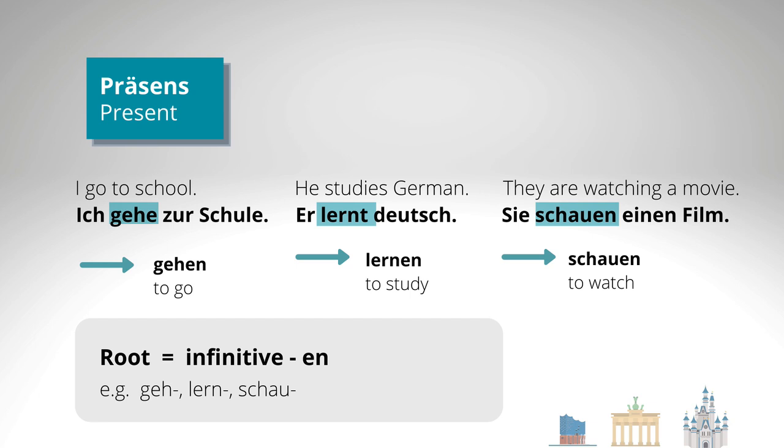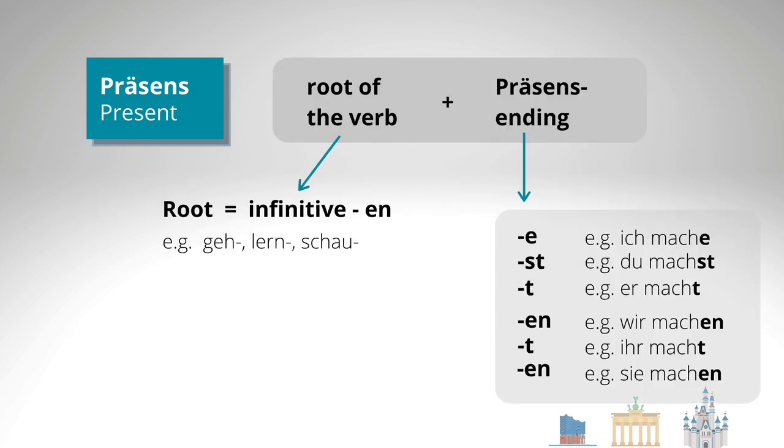But what do we need the root for? In order to form the present, das Präsens, in German we need the root of the verb, which we now learned is the infinitive minus the ending en, and then we add the Präsens ending. Remember, that's the same thing as in English, just with the exception that English only has two Präsens endings, either the root itself or the root plus s. German has a little more than that.